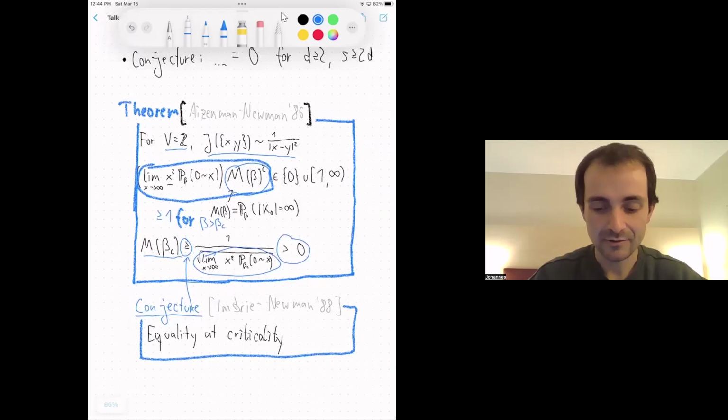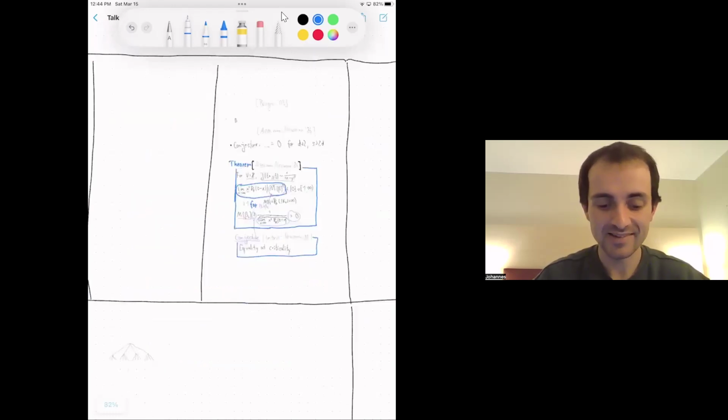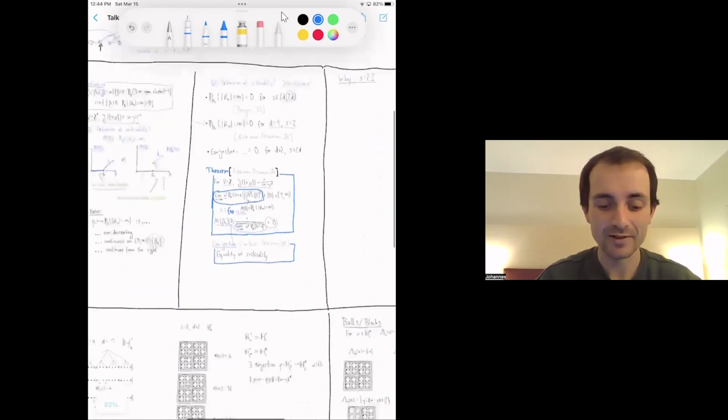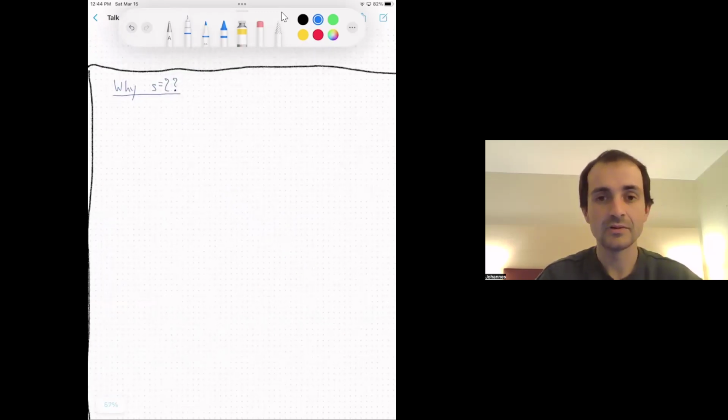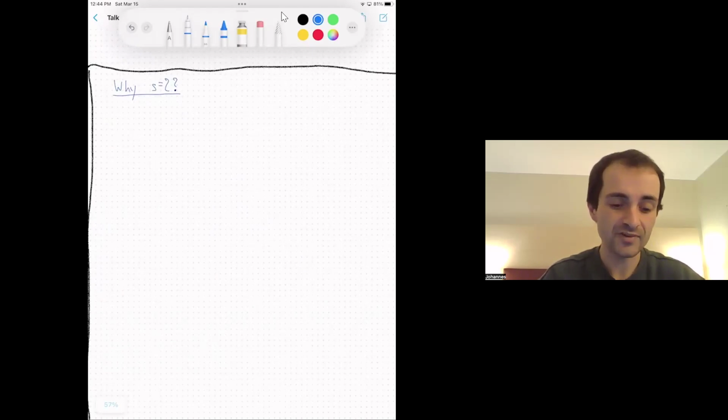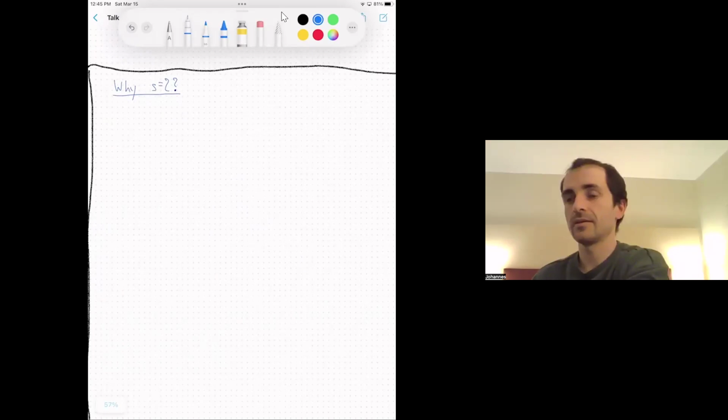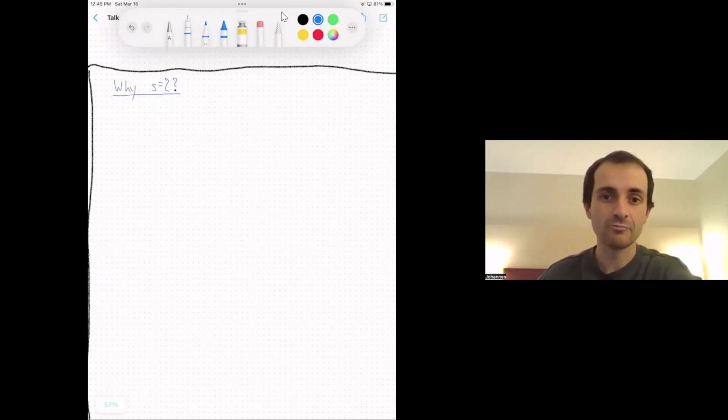Okay, so one thing I want to discuss is why is s equals 2 a special value? So we see in one dimension, s equals 2 is special in two senses. On the one side, it's special for the existence of phase transitions. We see there are no phase transitions if we have faster decay. And we also saw that it's critical in the sense of continuity of phase transitions. So we have a discontinuous phase transition exactly for s equals 2.